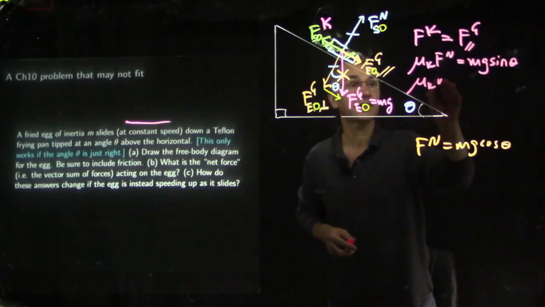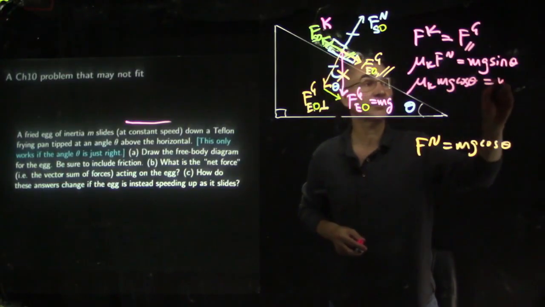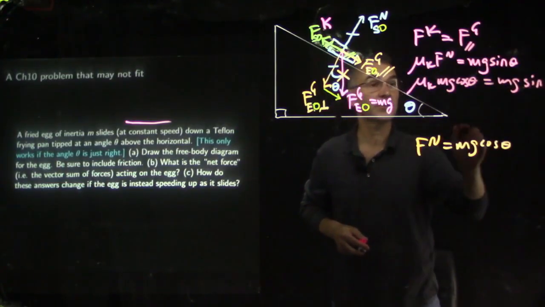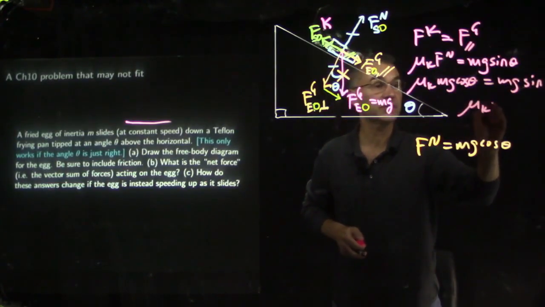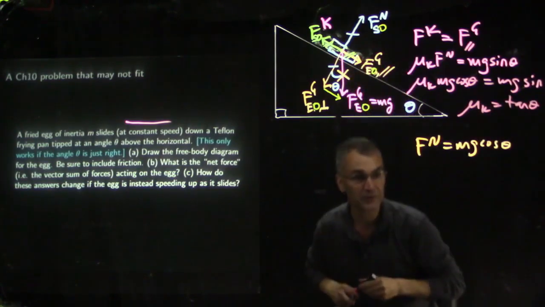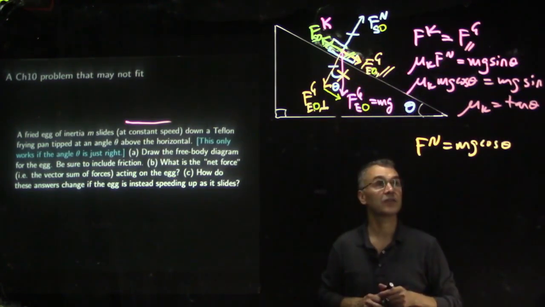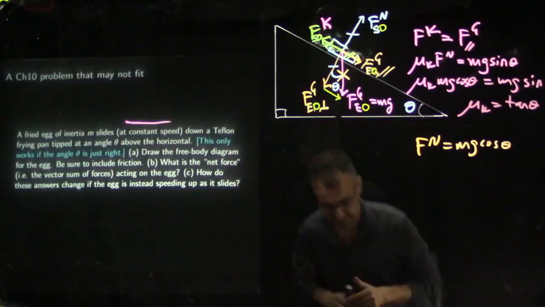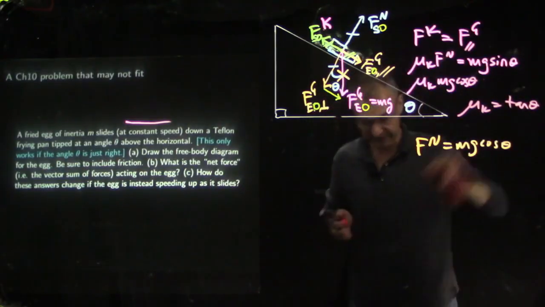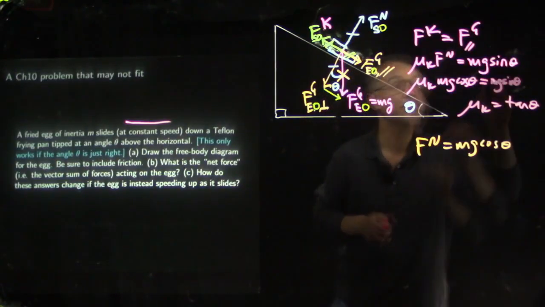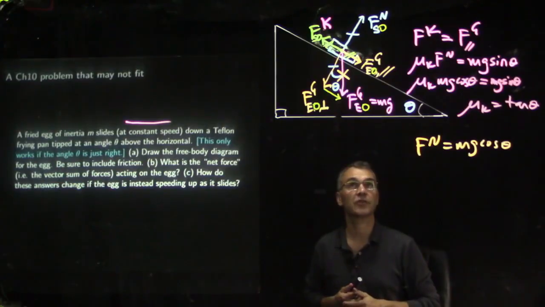So this is mu kinetic mg cosine theta equals mg sine theta, which then lets you conclude, in this case, that mu kinetic is tan theta. So that's where the statement comes from, that this only works at exactly the right angle. It only works if we are tilting the pan such that the tangent of the angle equals the coefficient, in this case, the coefficient of kinetic friction.